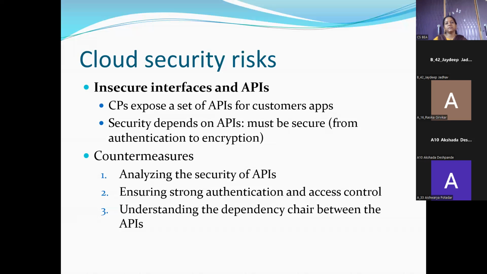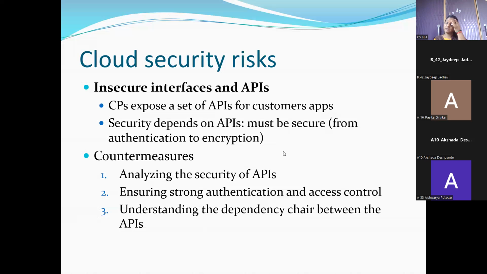So your CSPs will expose a set of APIs for the customer apps. These kinds of programming interfaces will be given to the customers' applications. Here the security will depend on the APIs, that is, it must be secure from authentication to encryption itself. So what are the remediations, the countermeasures? Use a good security model of software interfaces. Whatever interface you are using should introduce proper security measures. Then practice strong authentication methods, limit access with encrypted transmission, and use standard API frameworks.